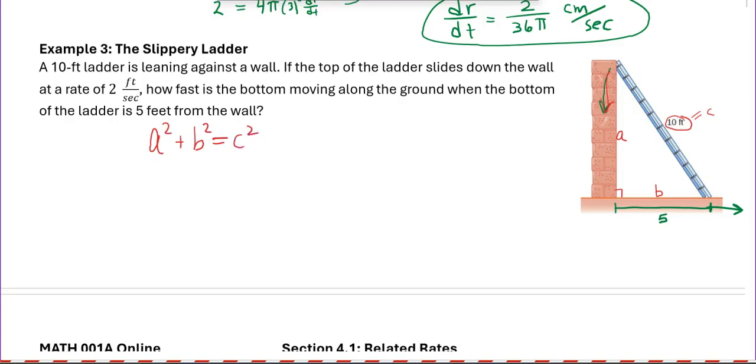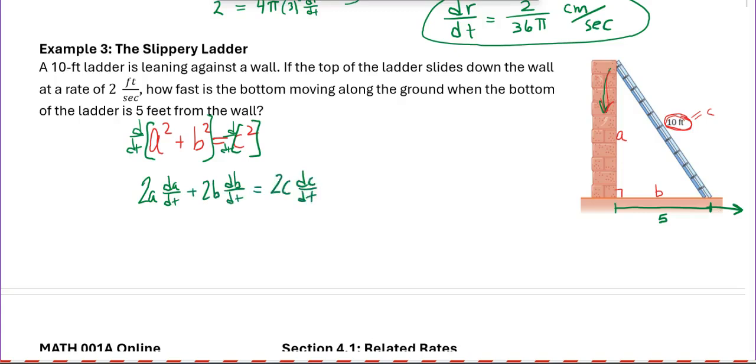Let's say that you didn't plug in the 10. You were behaving yourself as a calculus student and said, no, I'm not going to take any chances. I'm going to plug in later. Let's go ahead and do the derivative with respect to t of both sides. And we'll go back and examine what's happened in the problem in a second. So, the derivative of a squared is 2a dA/dt, b squared is 2b dB/dt, c squared is 2c dC/dt. We've already done this once before.